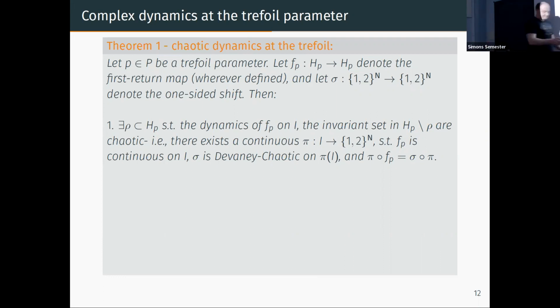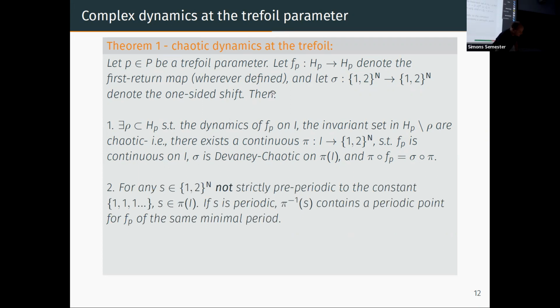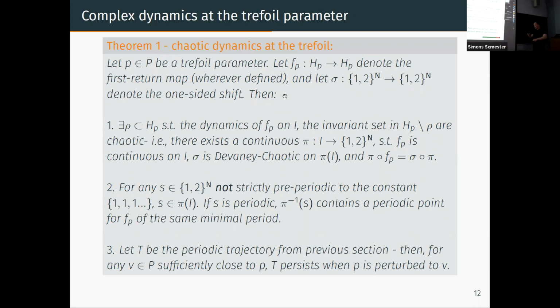Okay. Now, as far as the symbols in pi I are concerned, we have the following. Any symbol which is not eventually periodic to the constant symbol one lies in the image of I. Additionally, if that symbol is periodic, then the pre-image of that symbol contains at least one periodic point for the first return map of the same minimal period. And finally, that specific periodic point from part two persists for sufficiently small perturbations of the trefoil parameter. That is, if we perturb the trefoil parameter in the parameter space, this periodic trajectory persists, and it also persists with the same minimal period.